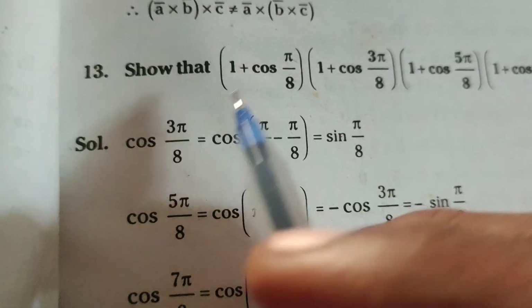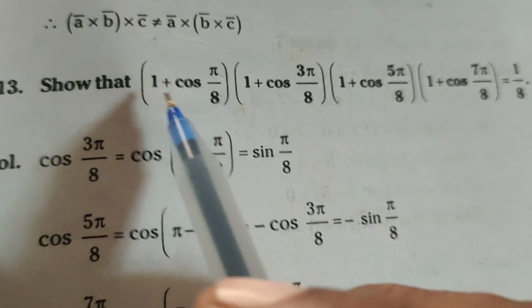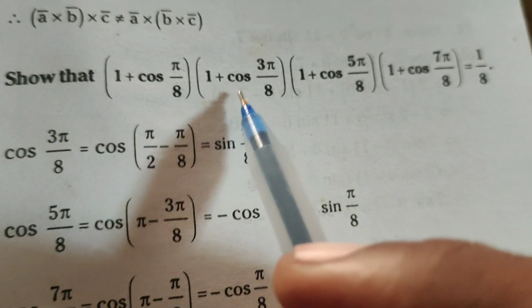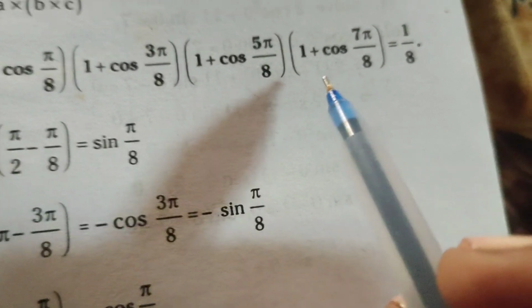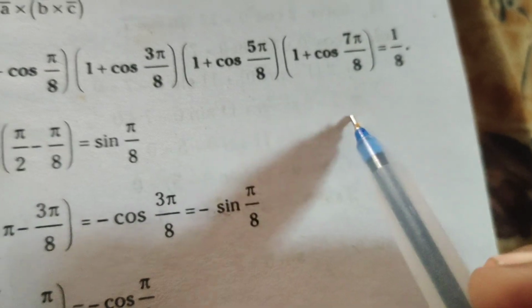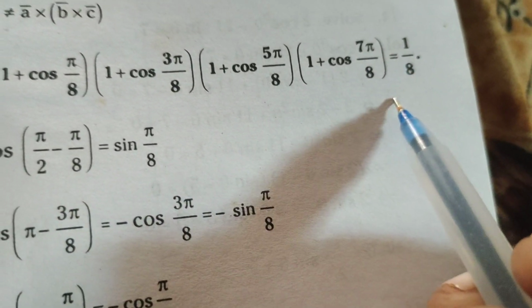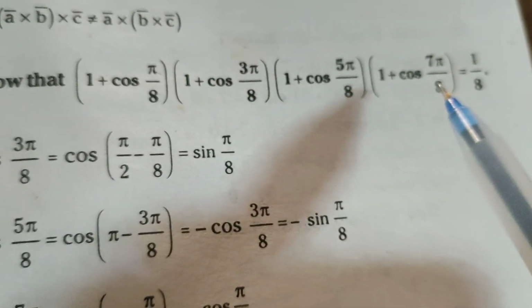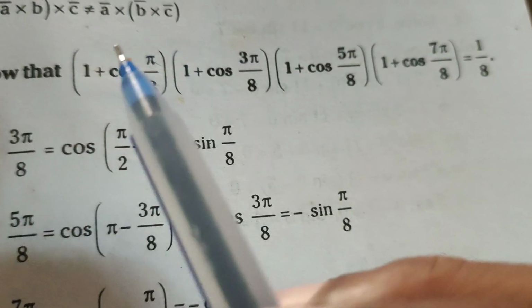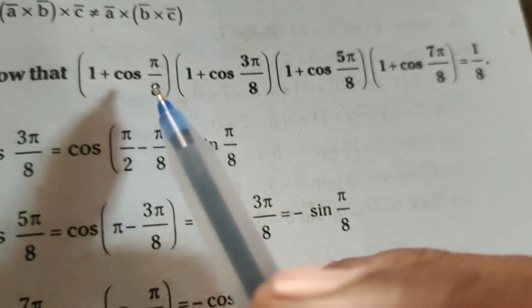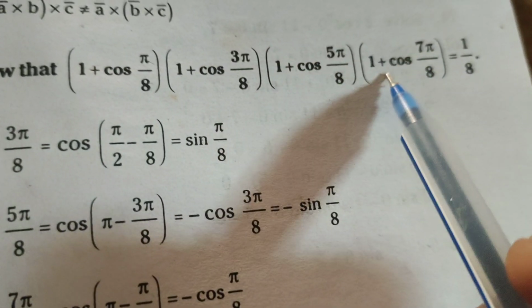Today we are going to explain and show that this trigonometric problem, (1 plus cos pi by 8)(1 plus cos 3 pi by 8)(1 plus cos 5 pi by 8)(1 plus cos 7 pi by 8), equals 1 by 8. In this result, we multiply four terms of the angles to prove that it equals 1 by 8.